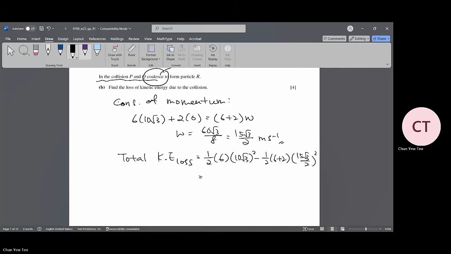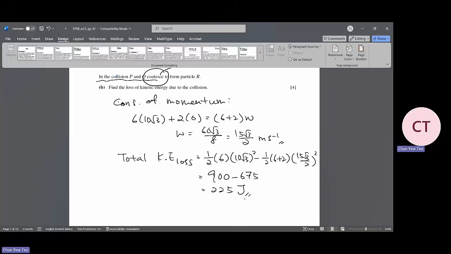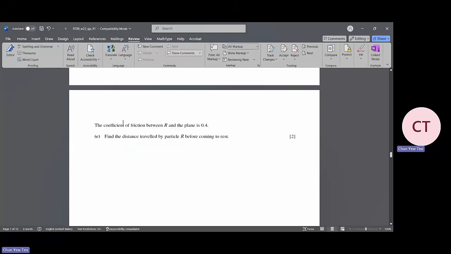Okay, so this one will be 900. This one will be 675. So the total will be 225 joule. So this will be the answer for the part B. Okay, this is how you find the total KE loss. Then move on, we have a part C.